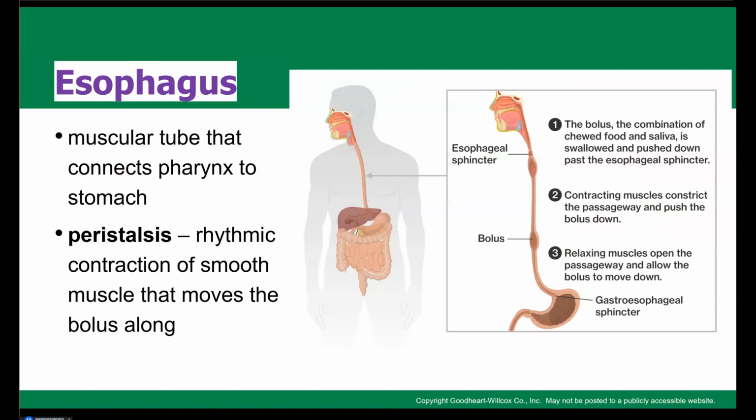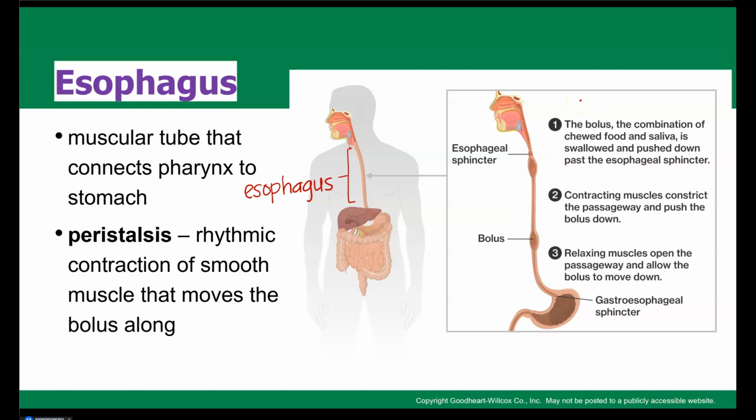So now we're in the esophagus. This is this tube right here that connects the pharynx to the stomach. What we're interested in with the esophagus is that this is a long muscular tube, and it's going to require muscular contractions in the wall of the esophagus to move our bolus down.